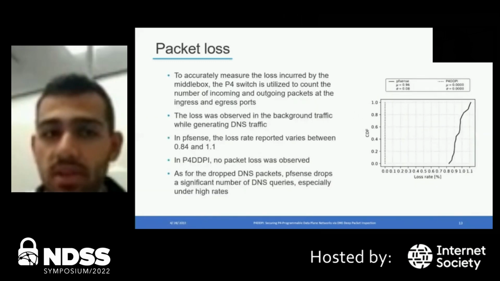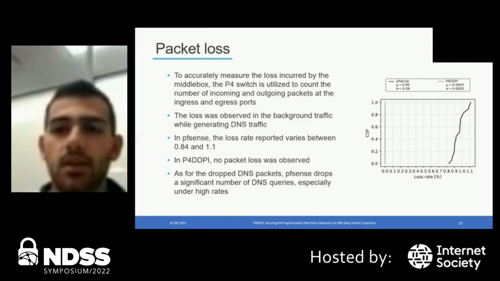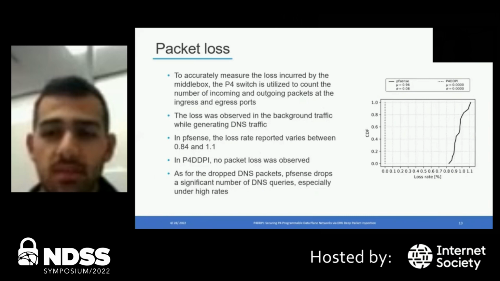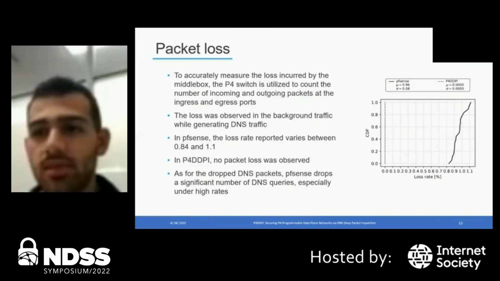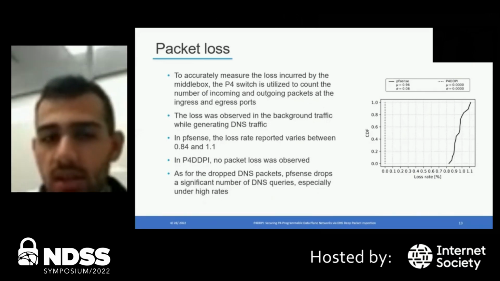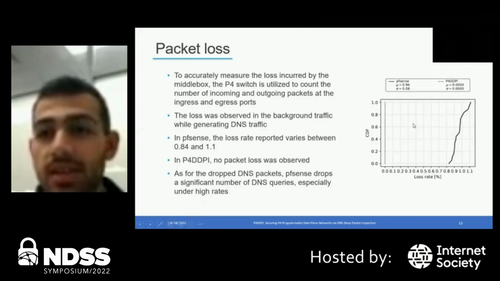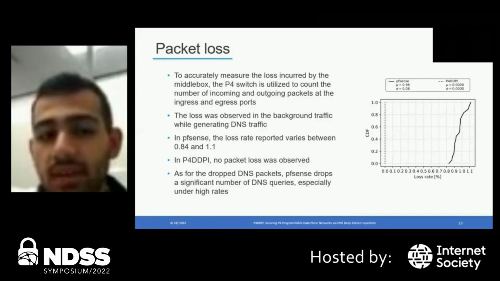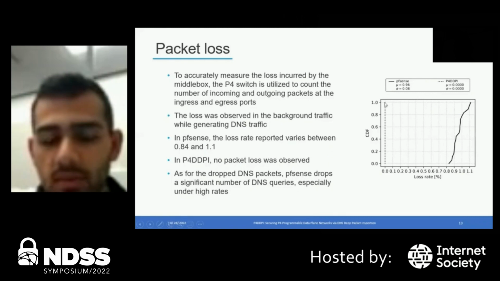We were also interested in measuring the packet loss. So how many packets are lost in pfSense and P4DDPI? We followed the same setup and topology as in the throughput experiment, sending background traffic and DNS traffic. As we mentioned here, we also measured the packet loss in the P4 switch itself. What we realized here is that pfSense has a loss rate between 0.84 and 1.1, whereas in P4 there's literally no packet loss at all.